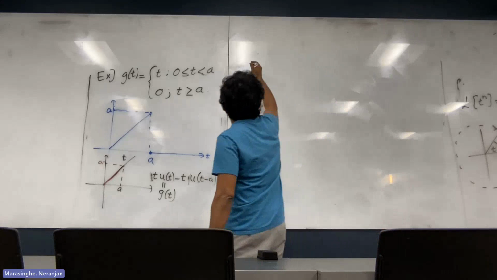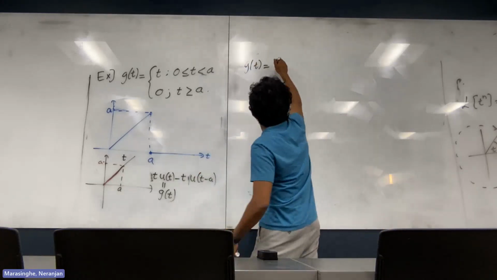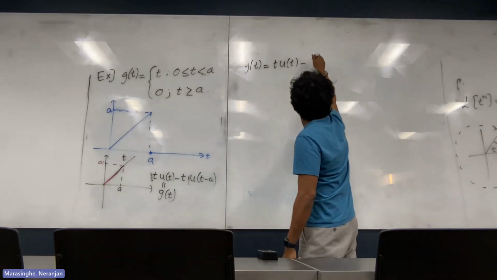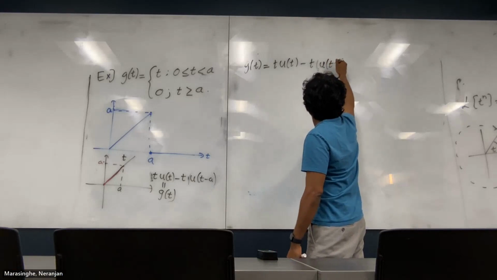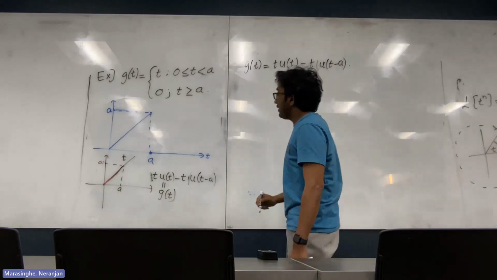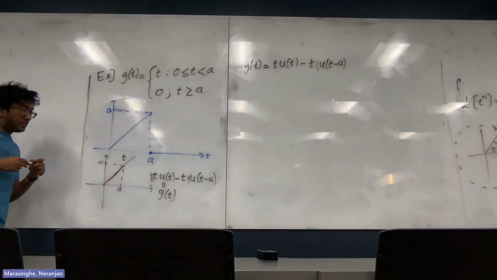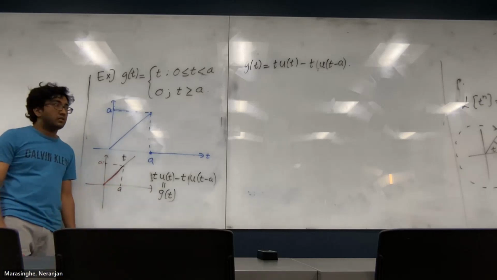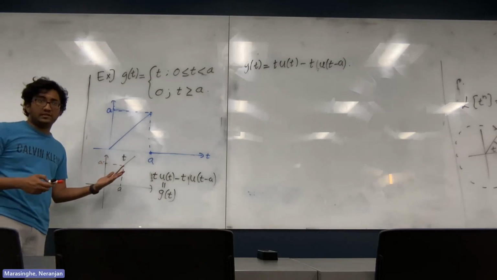So I would write dt is equal to t times ut minus t times ut minus a. Now I represented the given function as a combination of the step functions. Next, I can apply Laplace transform to both sides.